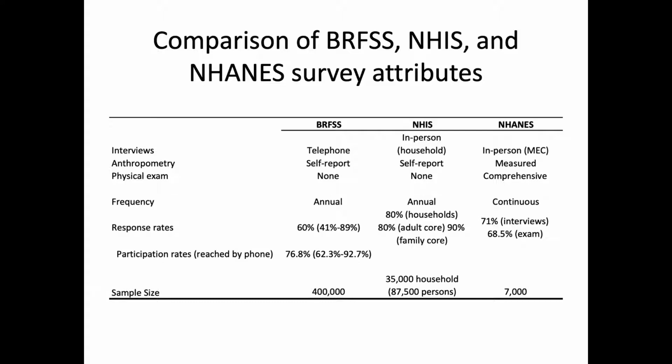Anthropometry, so measurement of height and weight, is self-reported, obviously, for BRFSS and National Health Interview Survey, but it is also measured in NHANES. Physical exam, there's none done, obviously, for BRFSS and National Health Interview Survey, but a comprehensive one is done for NHANES. These are annual surveys for BRFSS and National Health Interview Survey, and NHANES is in fact continuous.